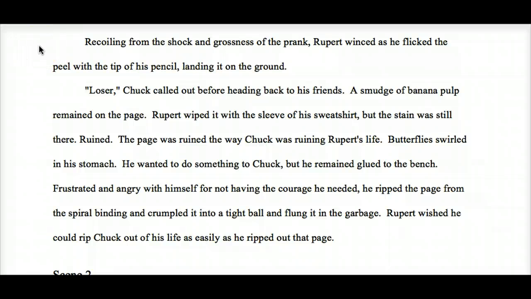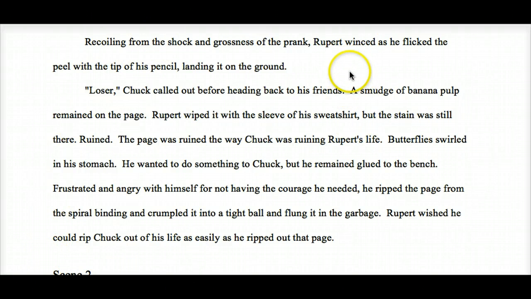Now here we actually have an example of this seesawing back and forth between internal and external story. Notice the beginning of the sentence and the language: recoiling from the shock and grossness of the prank. The word grossness is carefully chosen here, and it shows Rupert's reaction to the prank. Rupert thinks that the fact that this banana peel landed on his sketchbook, to him, that banana peel is gross. So I don't use the word thought here, but just a careful selection of that word lets you know what Rupert's response to it is.